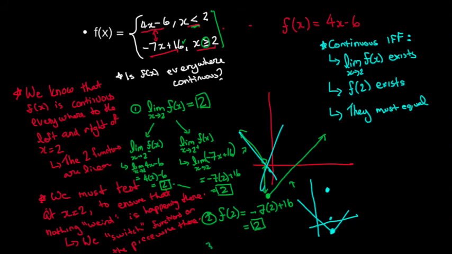And lastly, are they equal? Well, when I last checked, 2 equals 2. So yes, they are equal. So therefore, f of x is continuous everywhere.